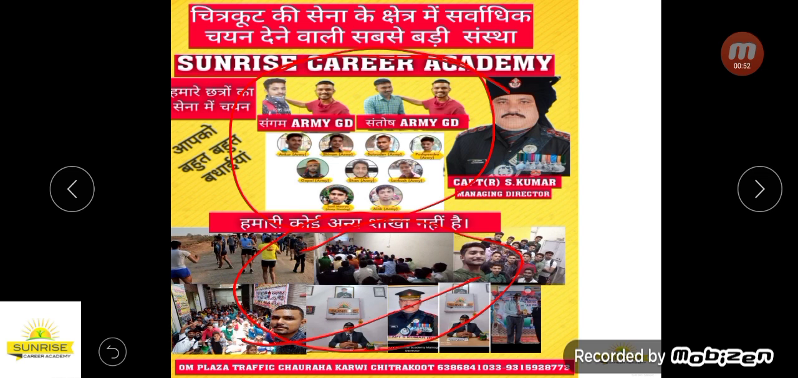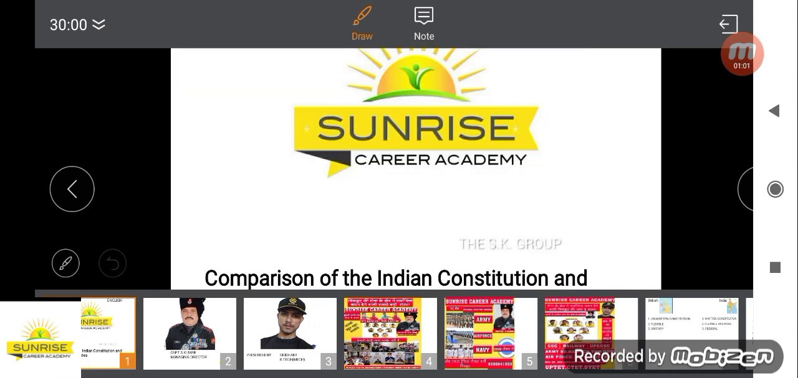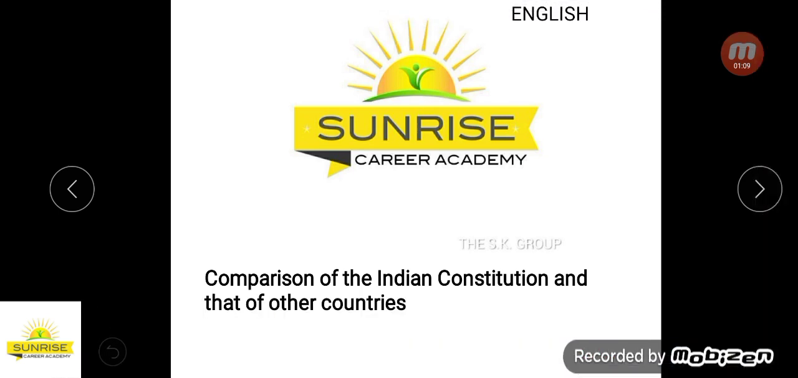So without wasting time, let us discuss what we have to study today. If we are talking about the syllabus, or the topic today, what we have to discuss is the comparison of the Indian constitutional scheme with that of other countries. We will do a comparison between the constitutions of our India and other countries. First of all, we have to discuss the comparison between the British constitution and the Indian constitution.